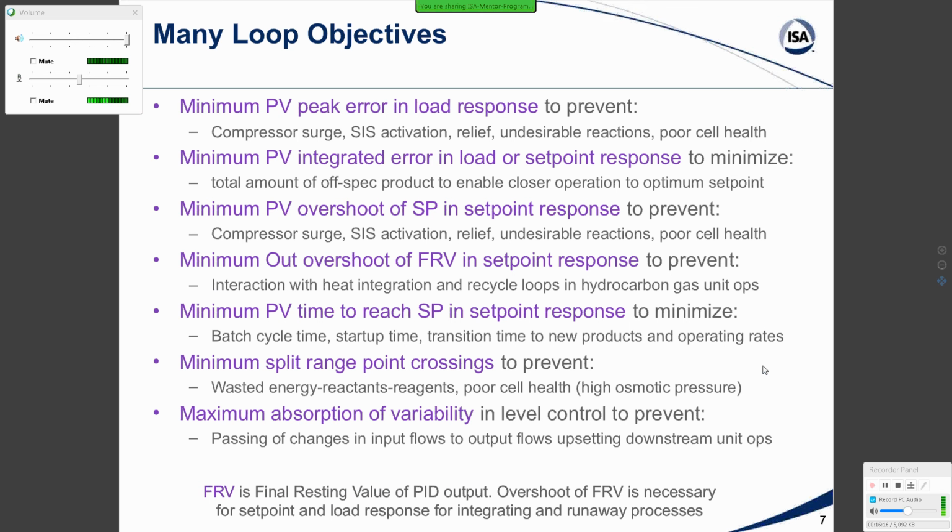Anyway, another key thing is maximum absorption of variability in level control. A lot of processes are oscillating due to some level control loop.